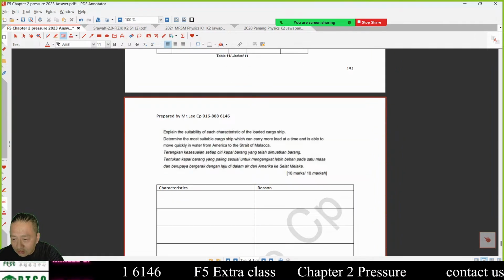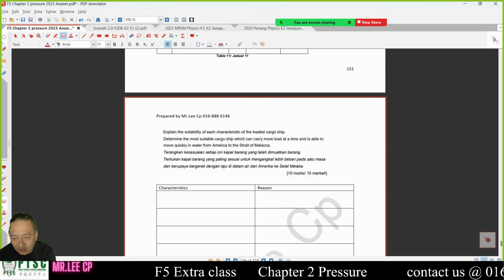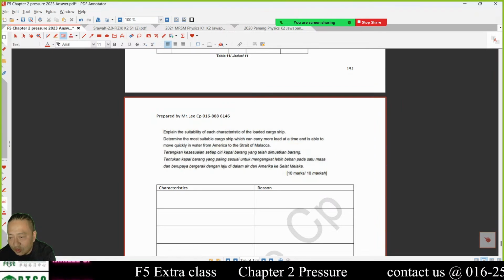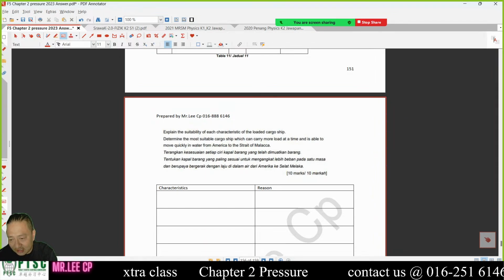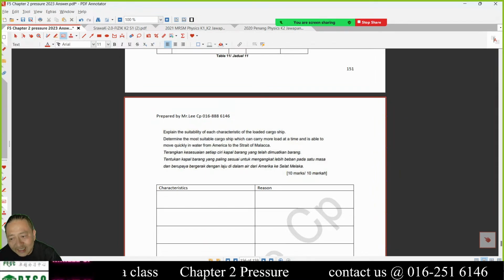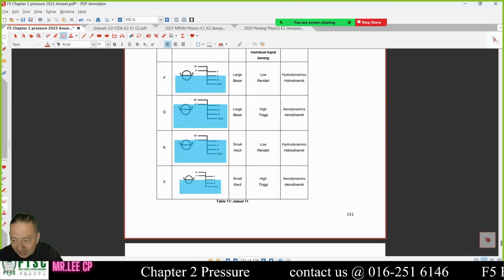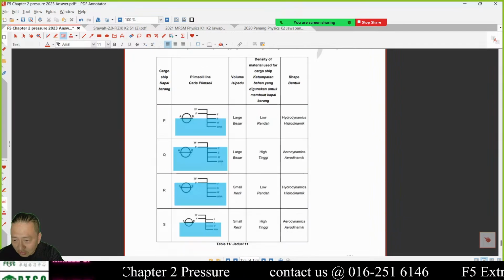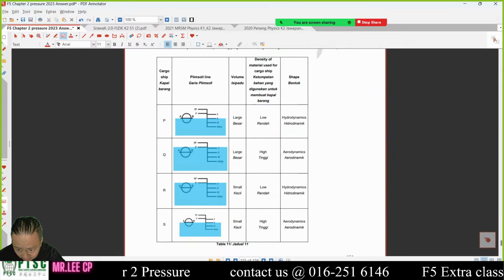Now, explain the suitability of each characteristic of the loaded cargo ship. Determine the most suitable cargo ship which can carry more load at a time and is able to move quickly in the water, from America to the Strait of Malacca. First of all, the crimson line must be here, it cannot go in.